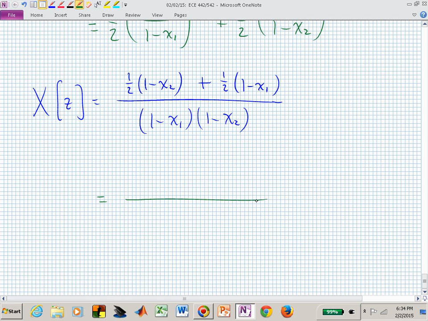Now, let's do some combining. We have 1/2 plus 1/2 upstairs, which gives us 1. Then we have minus 1/2 x1 plus x sub 2. I'm just combining or rewriting the numerator. Downstairs, I have 1 minus x1 times 1 minus x2, which is 1 minus x1 minus x2 plus x1 x2.